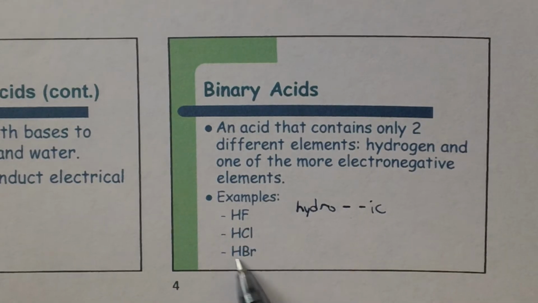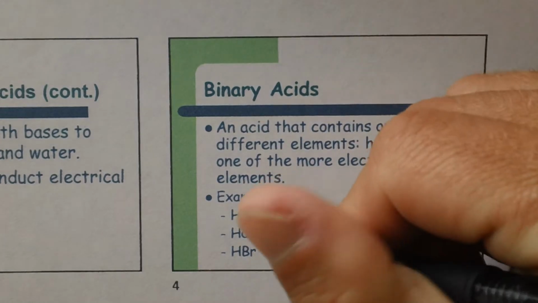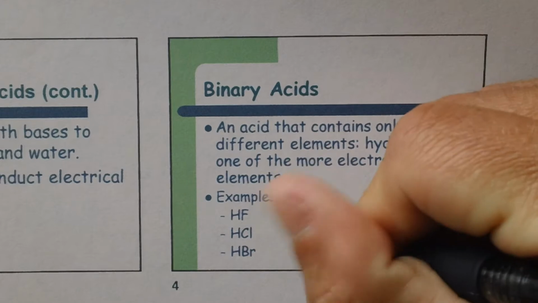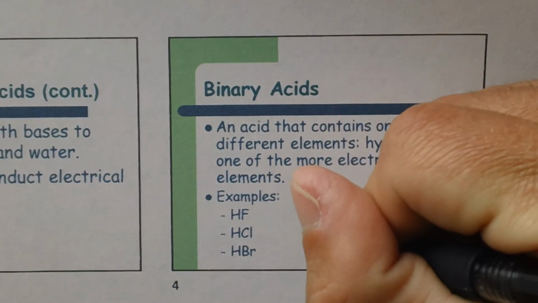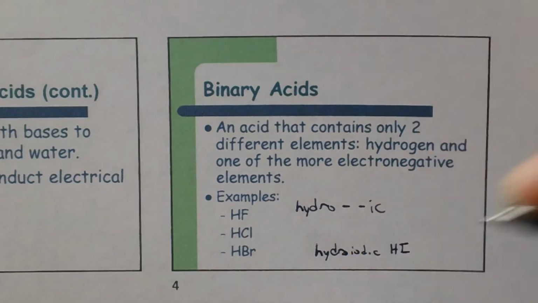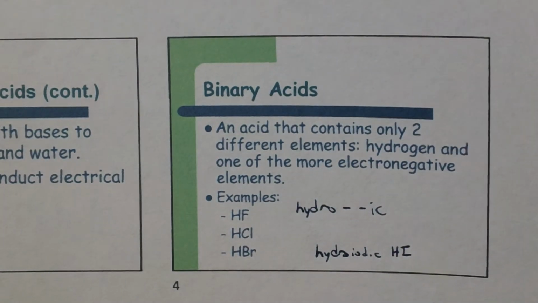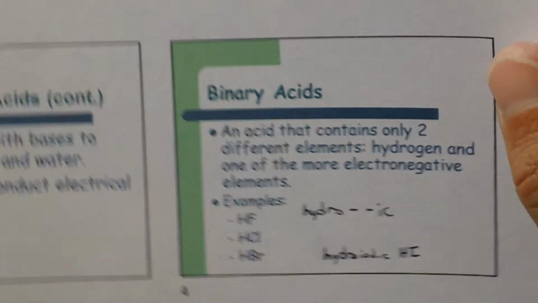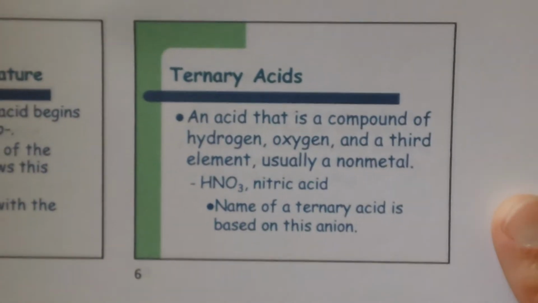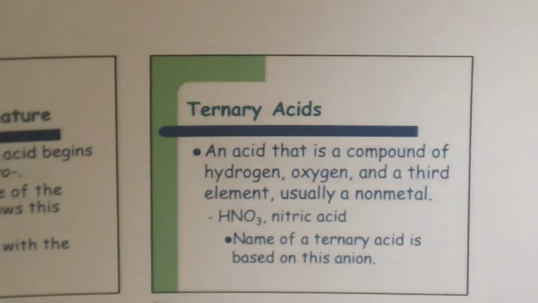HCl, hydrochloric. HBr, hydrobromic. If you ran into, I don't know, iodic acid, it starts with hydro, ends with ic. That would be HI for the formula on hydroiodic acid. So that's how you name binary acids. We should be familiar with those. You can go back and look at those. Those 4 I gave you are pretty much the only 4.